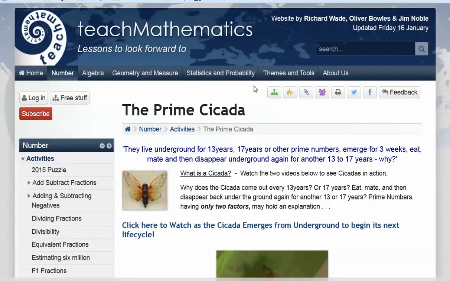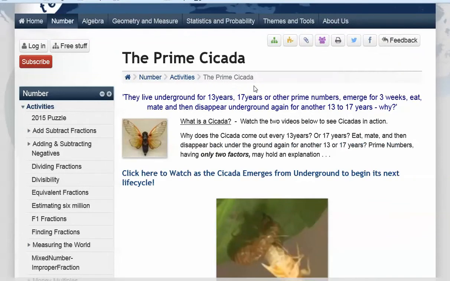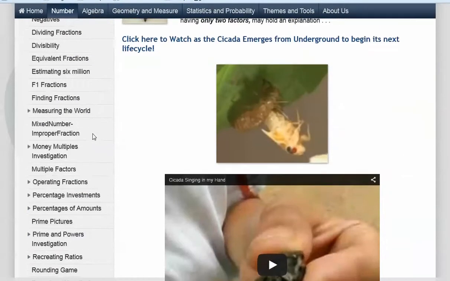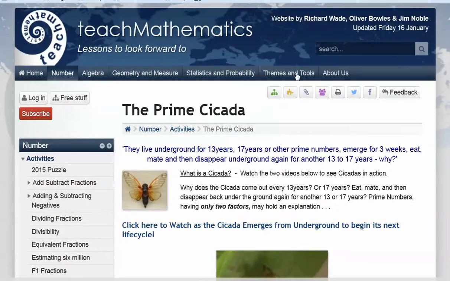And then there's this example of some of our number activities as well, just relating this fascinating history of primes with this particular activity. But again, down the left you can see there's a whole range of different activities to investigate the wonderful world of number.